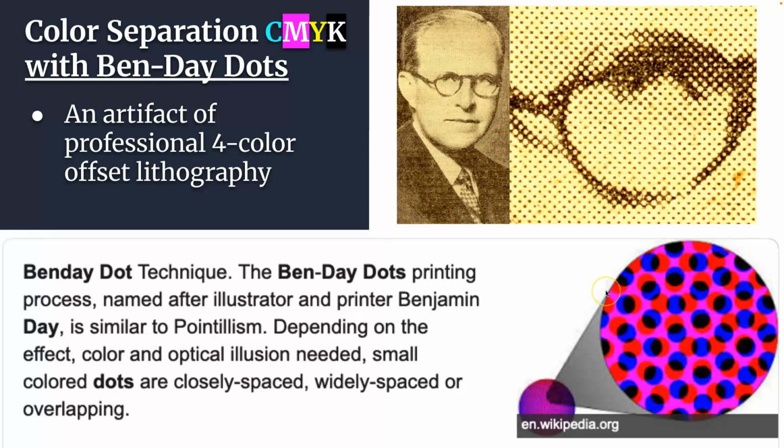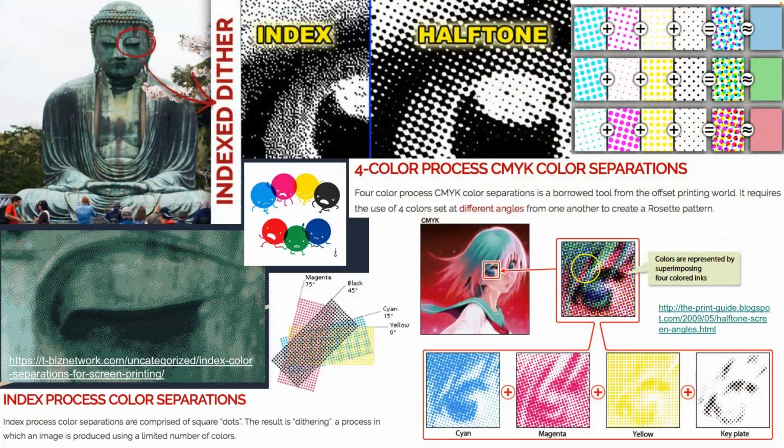We can do this also with color. So, there are different ways to color separate. This is what's called an indexed diffusion, which is like a randomized pattern. This is done through computer algorithms. The more typical way is through the halftone separations. So that's what I'll be showing you. That's what we see in most mechanical reproductions.